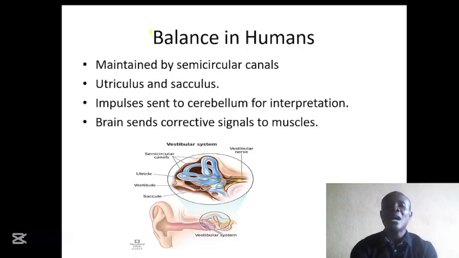Next we have on our slide is balance in humans, how it occurs. Balance is being maintained mainly by what we call semicircular canals. The semicircular canals, we have three of them, and they are oriented in different positions. They help to maintain rotational movements of the head. If I'm rotating my head this way, it is the semicircular canal that will help to determine the position of the head relative to the body.